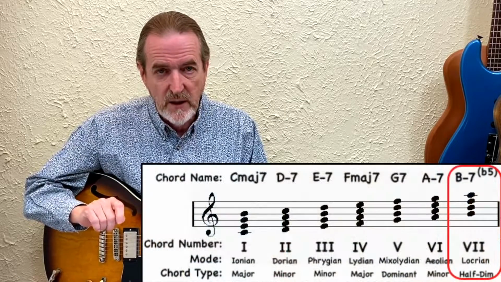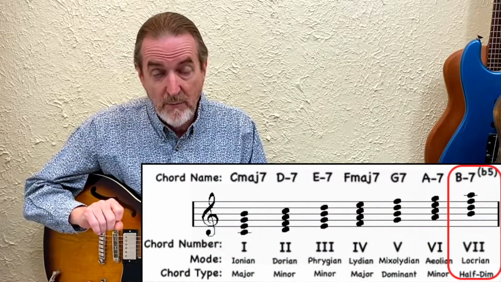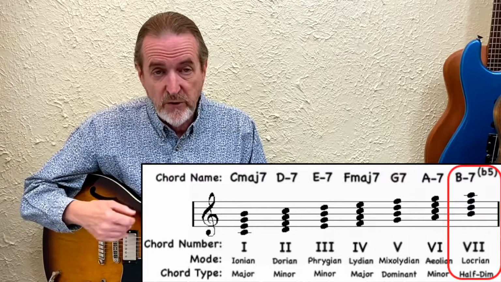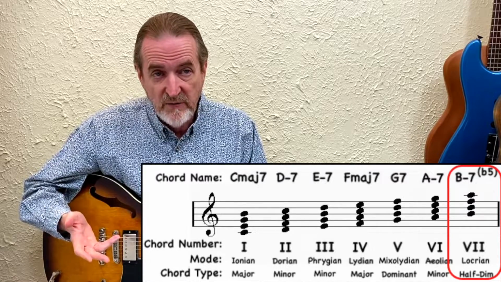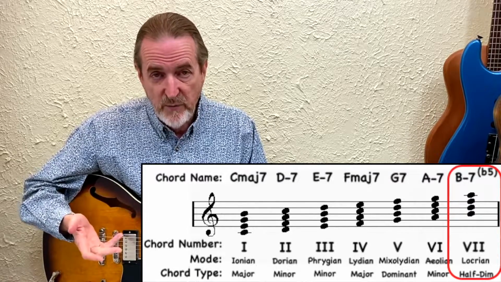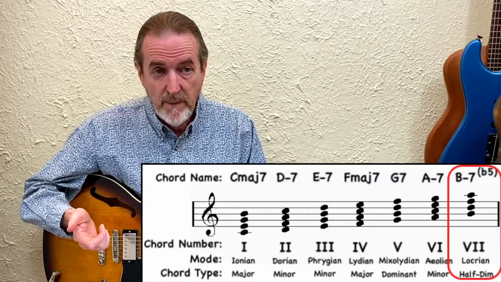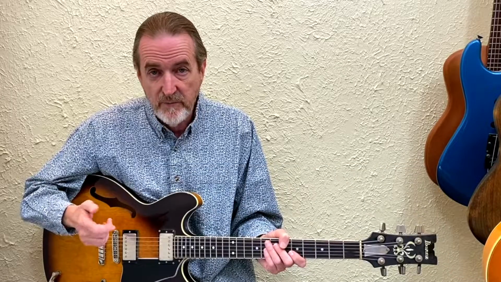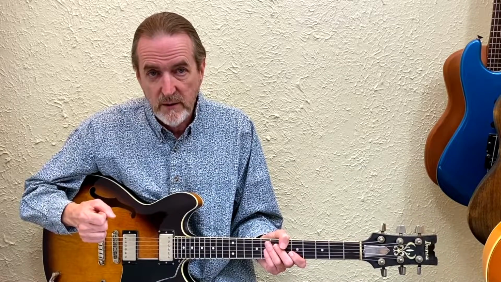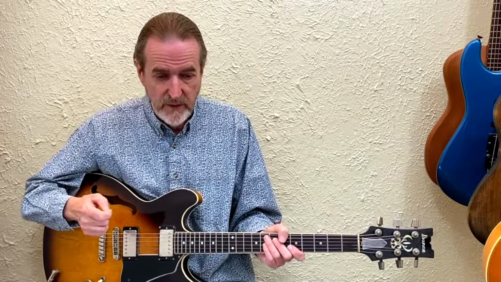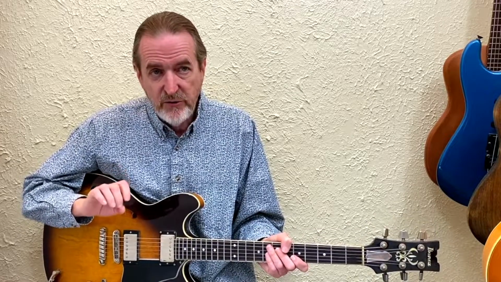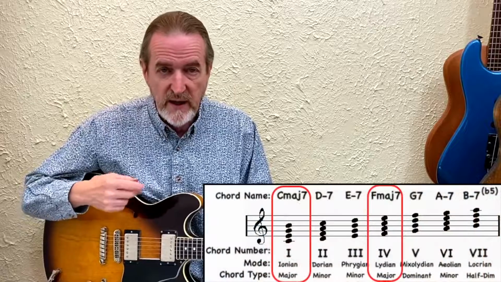Okay? There's another chord that there's only one of per key. That's 7. It's a half diminished chord or a minor 7 flat 5 chord. So if you see minor 7 flat 5 or half diminished, you know that's 7. So if you see B minor 7 flat 5, C is 1 because B is 7. Those are the easy ones.